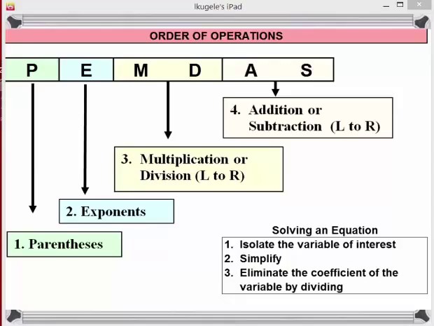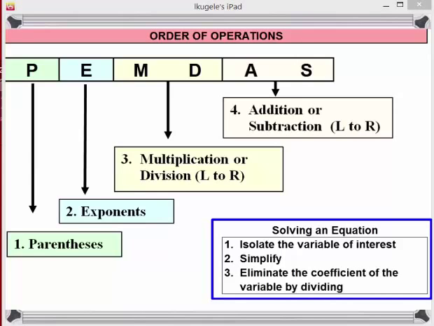We're going to look at 3 examples of solving some equations to illustrate how order of operations is applied. The first step is to isolate the variable of interest. If you're solving for x, that means get x on one side of the equal sign and everything else on the other side. Simplify in every way you can, and finally, if x has a coefficient, divide through by that number so you have your answer.